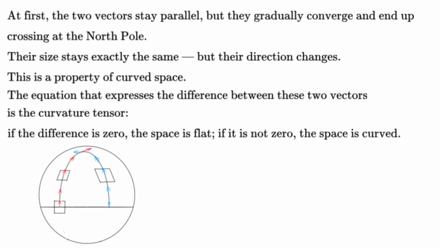The equation that expresses the difference between these two vectors is the curvature tensor. If the difference is zero, the space is flat. If it is not zero, the space is curved.